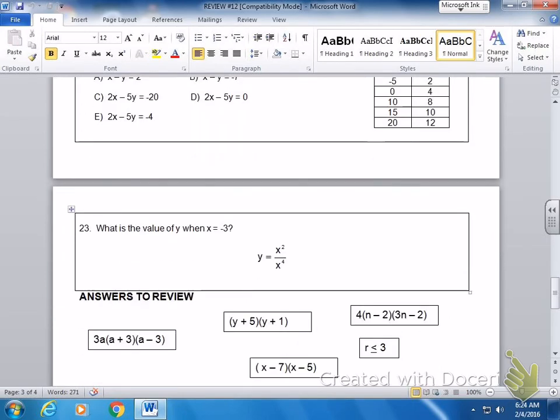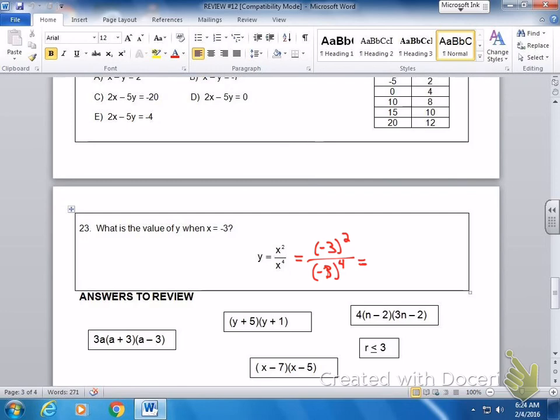And then the last one, number 23, I just want to make sure you're okay because it's not a hard problem. It says, what is the value of y when x is negative 3? That means plug in negative 3 for x, but when you're plugging it in, guys, you need to put it in parentheses. Oops, it's not squared, it's to the fourth. Now, you could put these each in your calculator, but the answer choice is going to be fractions.